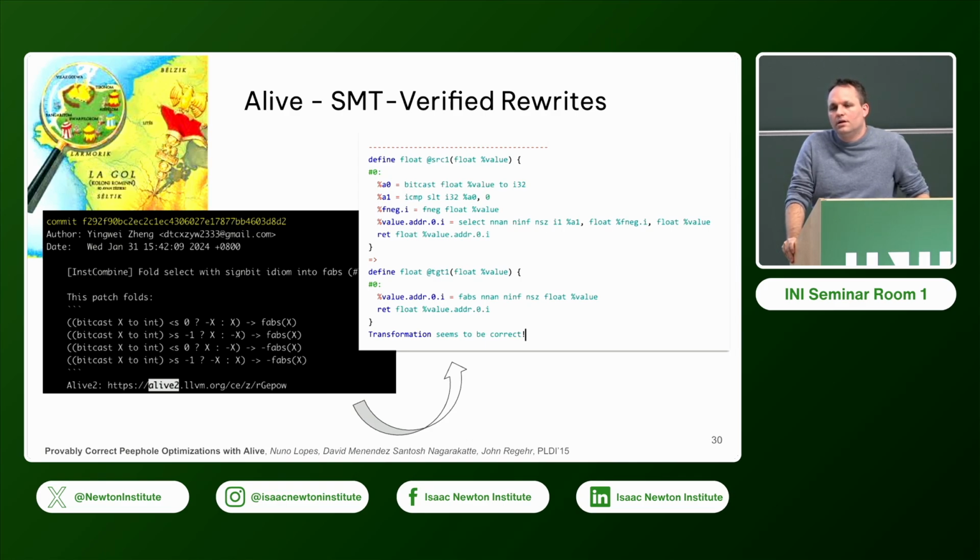I think that what I understand is that alive2.llvm.org has a proving tool. Yeah, that tool is developed by my group and then Nuno's group. Yeah, exactly. But the citation is not Alive 2. I should probably cite both, right? Yeah, I agree, I should cite both.